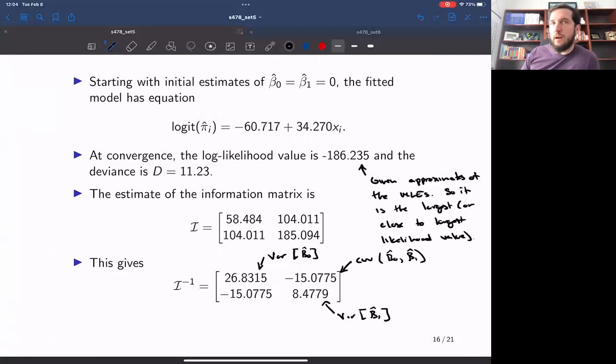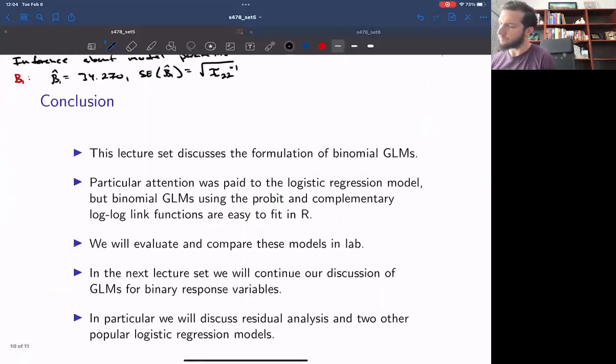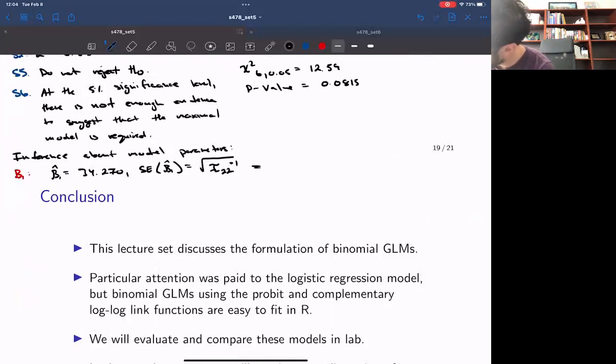So from the variance, we can directly get an estimate of the standard error. The information matrix at 2, 2, so the second row, second column, is an estimate of the variance of beta 1 hat. We take the square root of that, we have the standard error. In doing that, we can build a confidence interval. So beta 1 hat plus or minus 1.96 multiplied by the standard error of beta 1 hat.